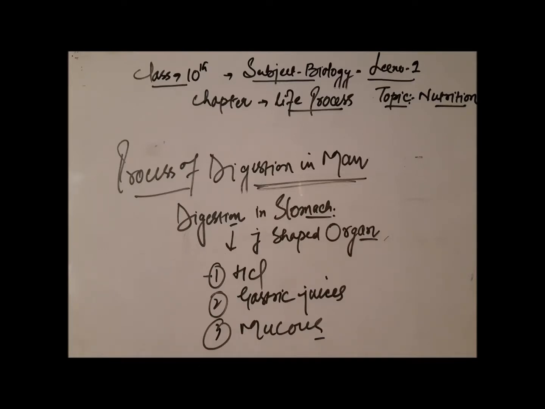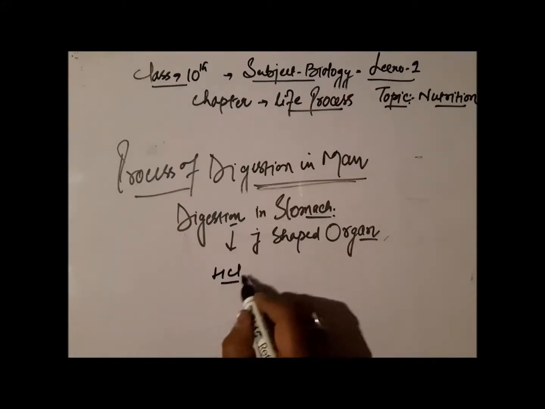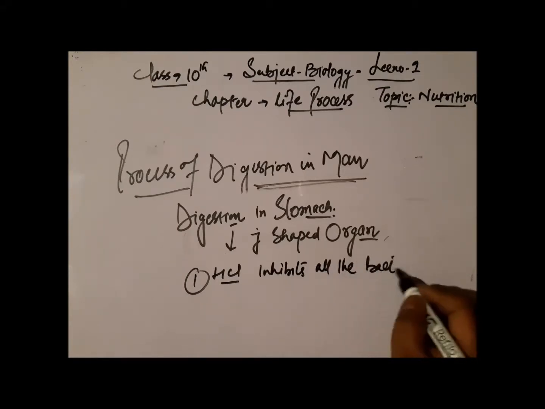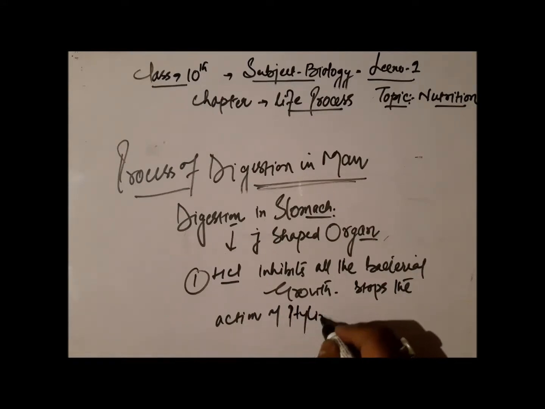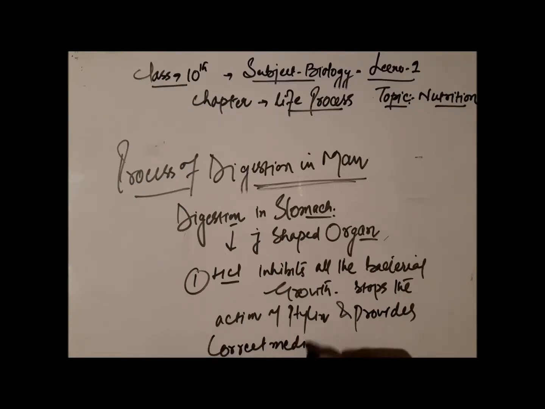As far as the function of HCl is concerned, HCl inhibits all bacterial growth, stops the action of ptyalin, and provides the correct medium for gastric enzymes to act on food.